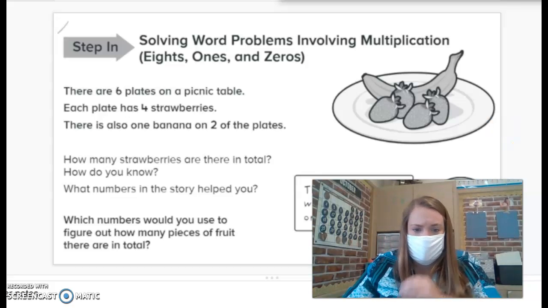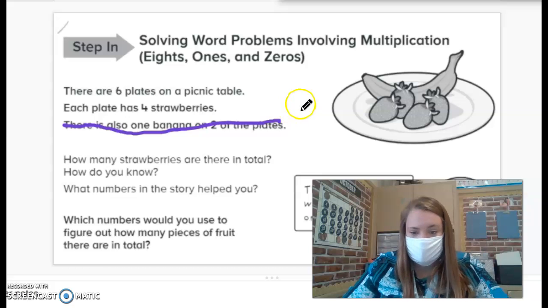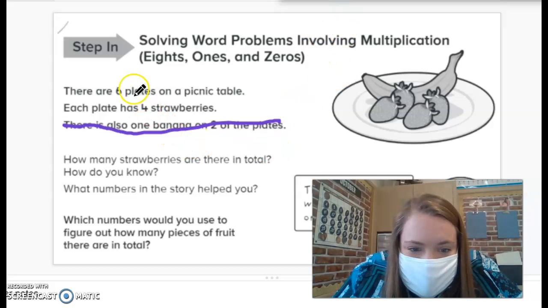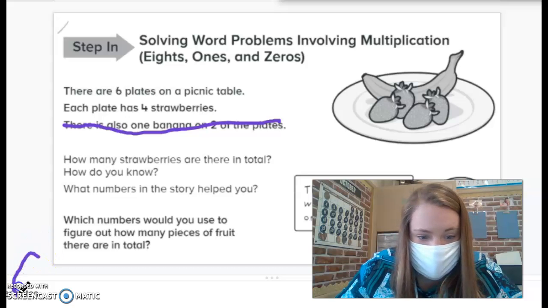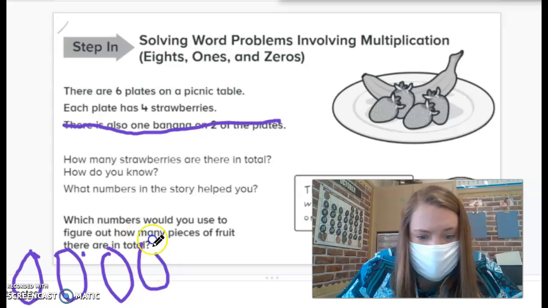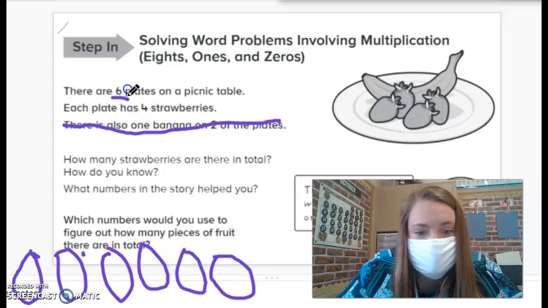We don't care about the bananas. That's great that there's a banana on 2 plates, but we're not worried about that. So I'm going to cross that one out because that does not matter. So we have 6 plates. So I'm going to draw out my 6 plates. 1, 2, 3, 4, 5, 6 plates.